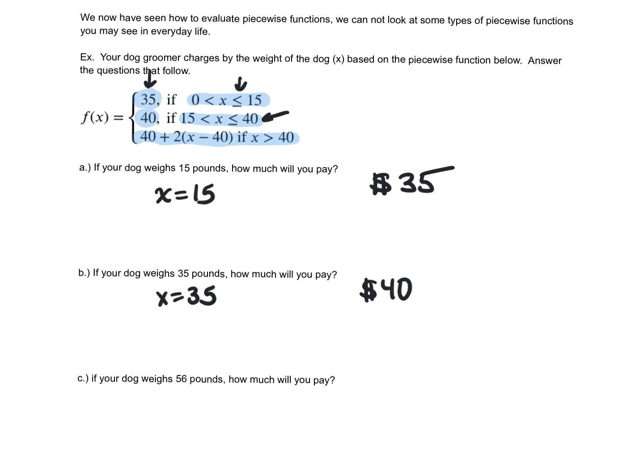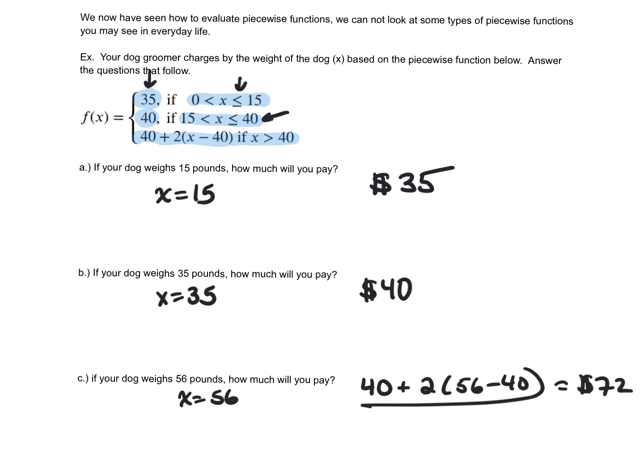The final one says if your dog weighs 56 pounds. Now, 56 pounds is definitely greater than 40. So I'll use this expression over here. So x equals 56, so I'm going to use 40 plus 2 times (56 minus 40). That's this expression. You see this a lot in piecewise functions where you have something minus something, especially when you're doing different levels of pricing. So if I do 40 plus 2 times (56 minus 40), I get $72. And that's just me straight putting this in a calculator, or you could, of course, work it out piece by piece.